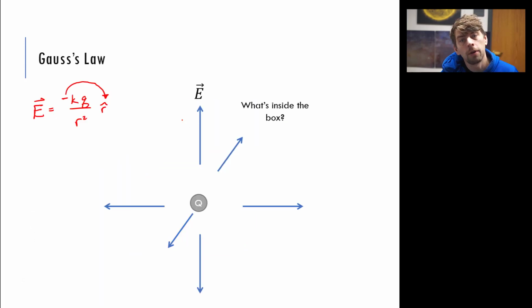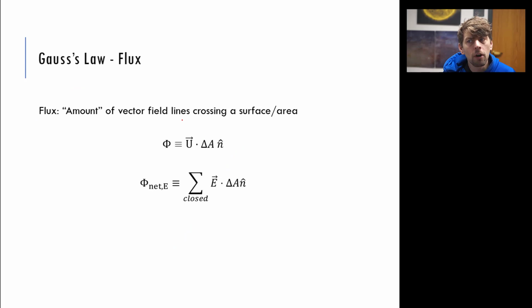So let's go ahead with that quantification. We've already talked about how flux is how much of a vector passes through an area. And previously, we just talked about some generic flux, which I labeled as U. Now, this is the math part. We will concretely use the electric field moving forward when we're talking about fluxes.